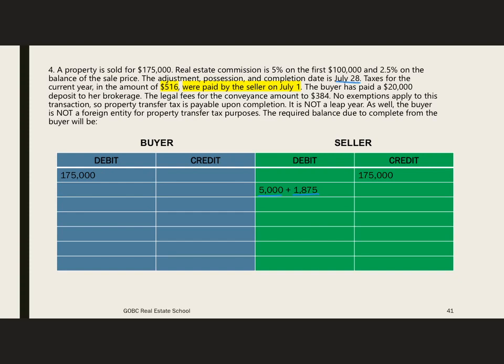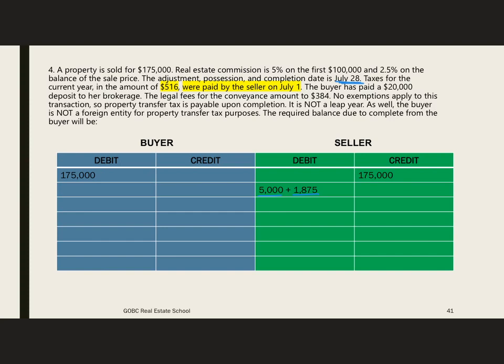So the next thing mentioned in the question is the property taxes for the current year, and it tells you here in the middle of the question that the adjustment, possession, and completion day is July 28th. So the current year's amount was $516, and they were paid by the seller as usual, properly, as they should have. So we need to take care of the buyer's portion of the property taxes, right? Because the seller already paid, the buyer is going to move in on July 28th, and they're going to be in the property for the lesser amount of time in the year. So we need to be able to do that calculation.